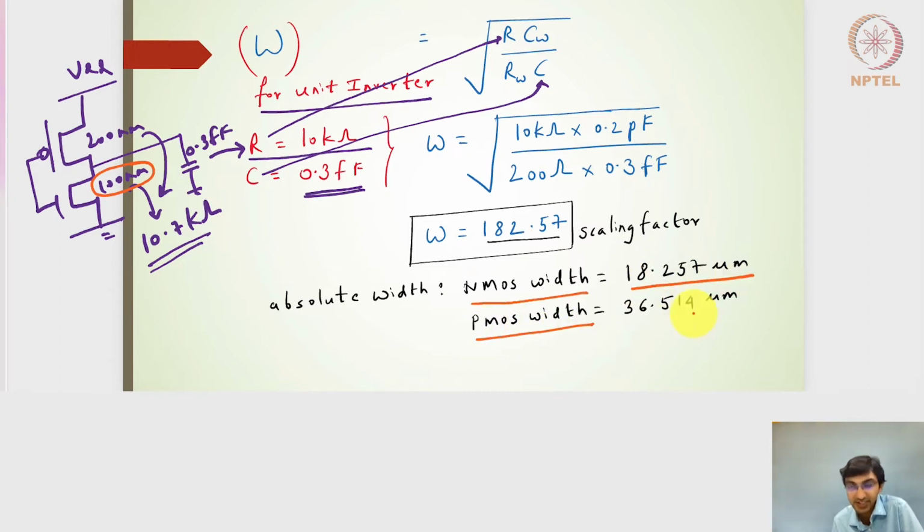PMOS width has to be 36.514 micron. So for the one inverter or repeater which we are using for a 1 mm long wire, we need to have the widths of 18.257 micron and 36.514 micron. Right, hope this is clear.